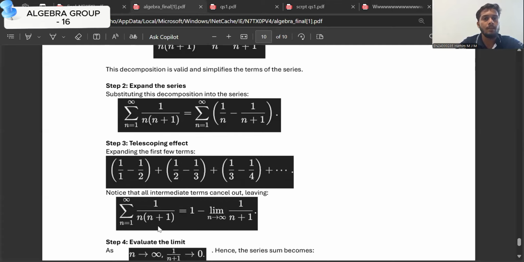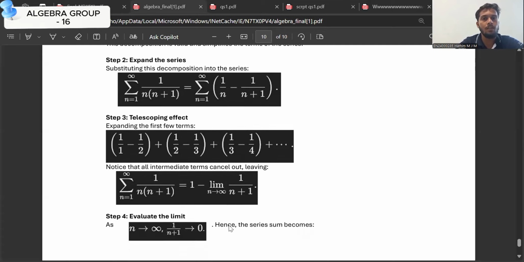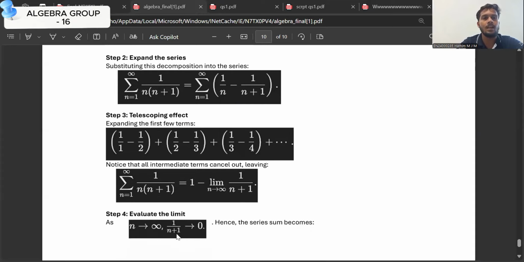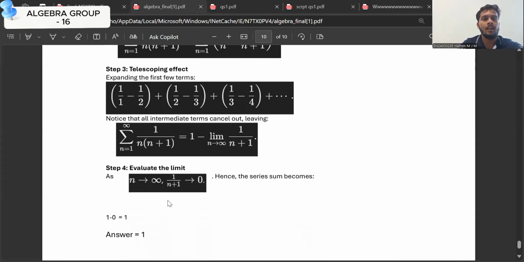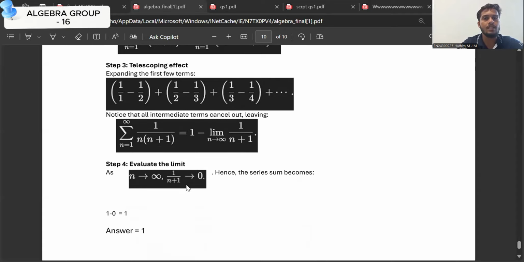Finally, we evaluate the limit as the remaining terms approach infinity. The result of the series is calculated to be exactly this. This method demonstrates the power of partial fractions and telescoping in handling infinite series efficiently.